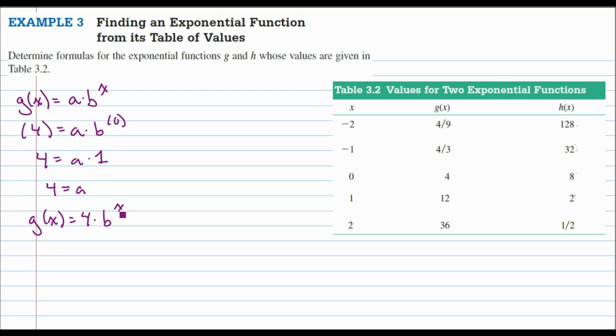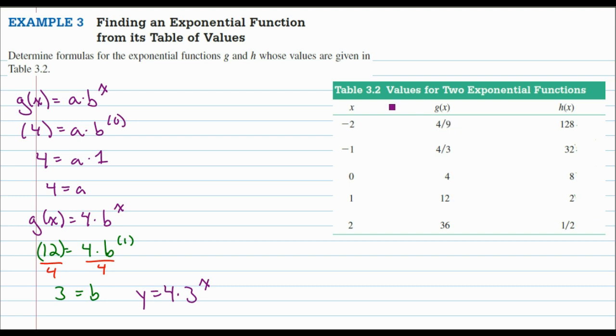Now I can plug in a second point. Let's see, an easy one. Fractions are not easy. How about 1 comma 12? So I'm going to plug in 1 comma 12 and solve for b. So I get b equals 3. So now I have my final equation, y equals a, which is 4, times b, which is 3, to the x.